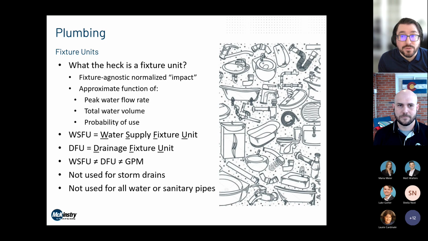Drainage fixture units are not used for storm drains. Those are sized differently, and it's not necessarily even used for all water or sanitary pipes. And I'll get into that a little bit more later. James, we can hit it.